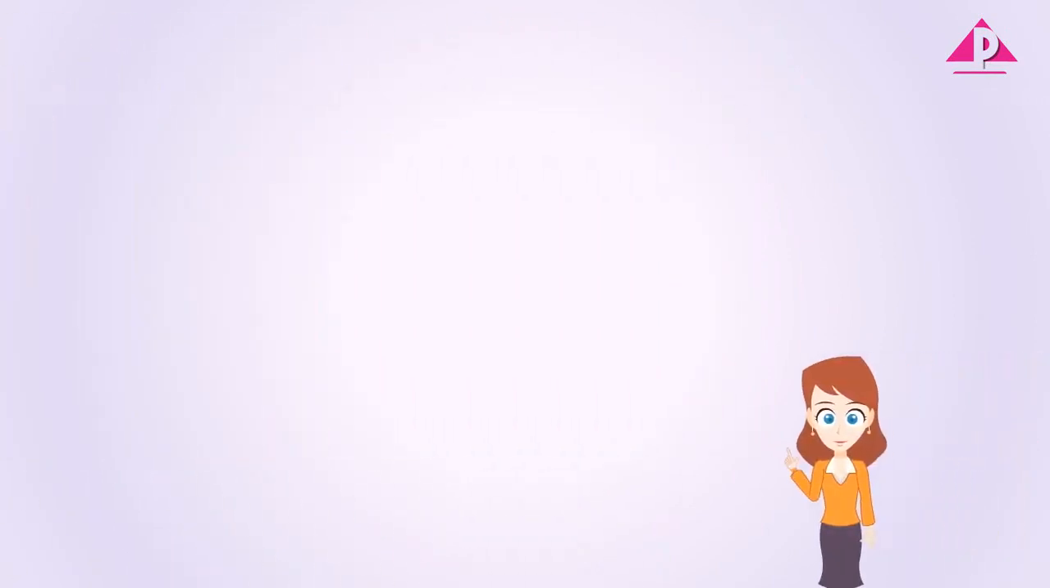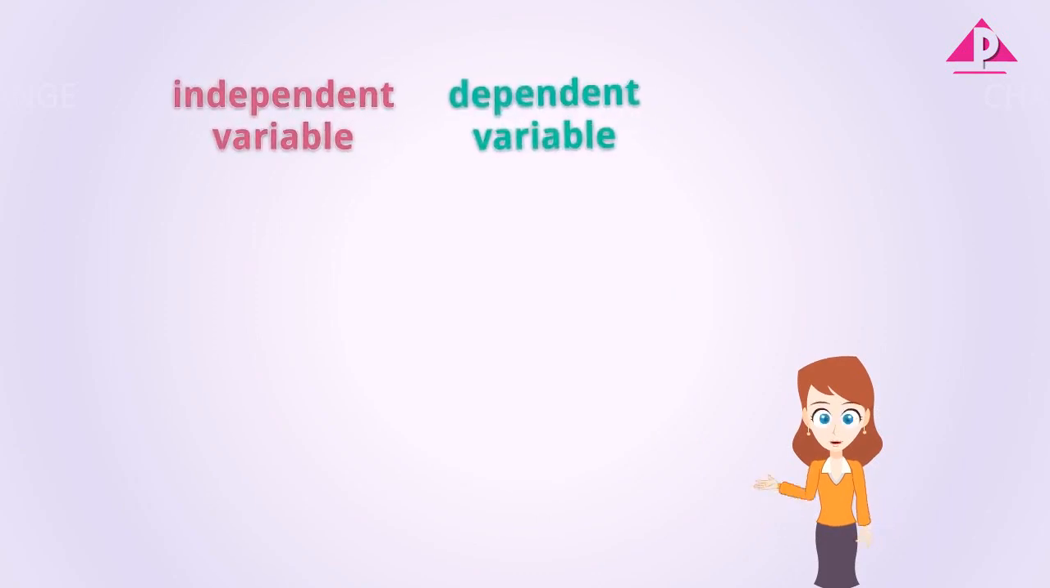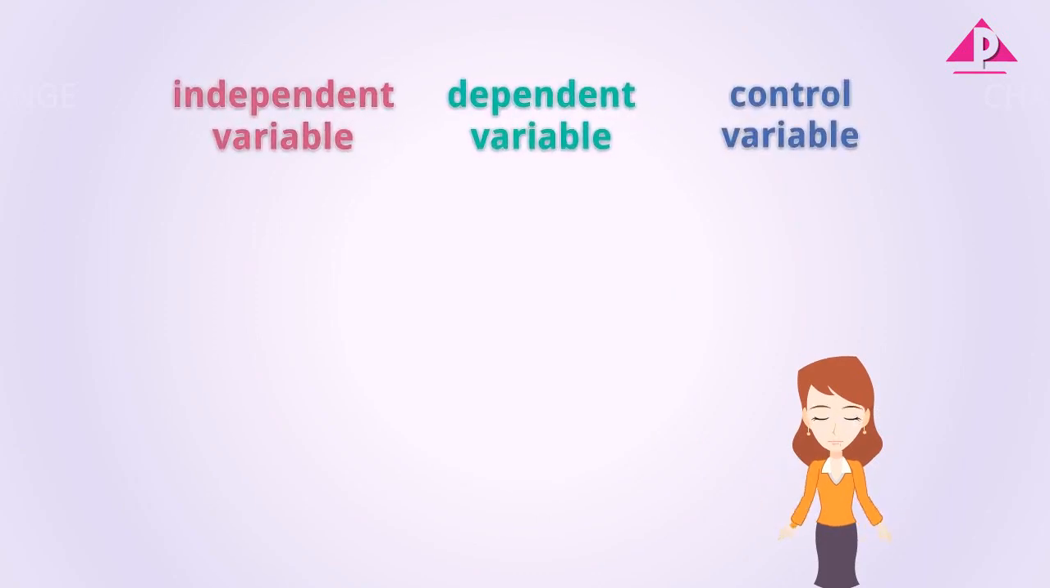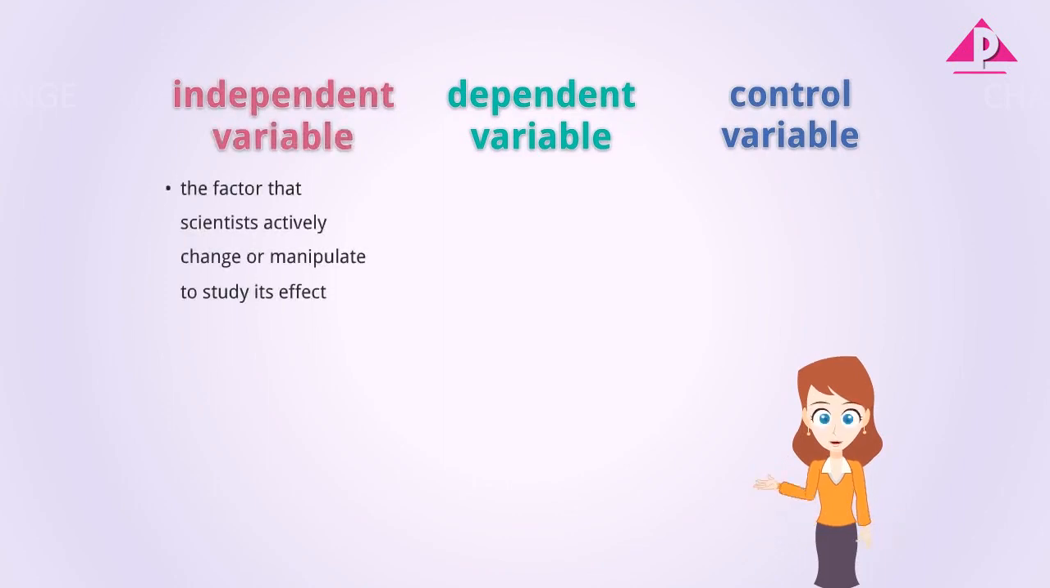In a scientific investigation, there are three kinds of variables: independent, dependent, and control variables. The independent variable is the factor that scientists actively change or manipulate during the investigation to study its effect.